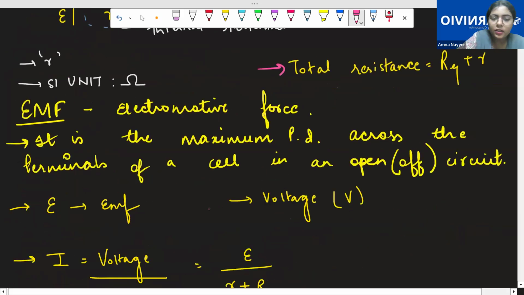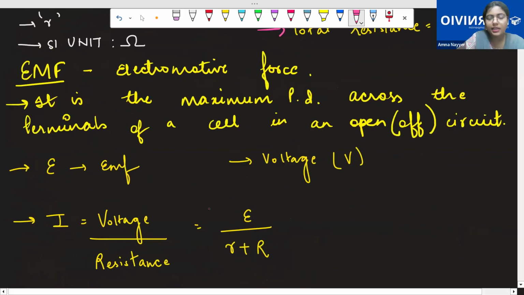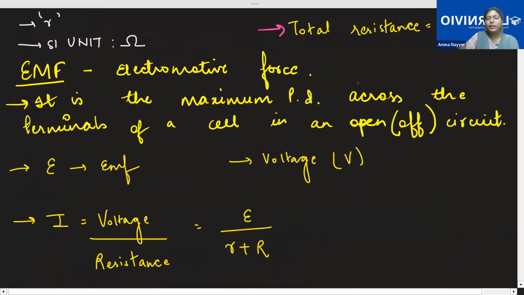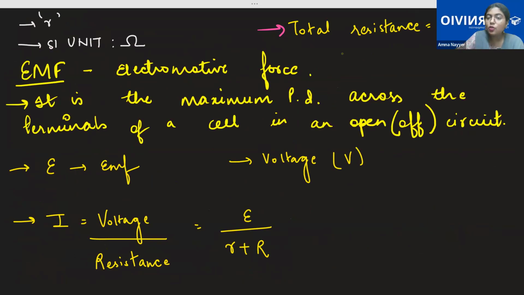Now, second topic is EMF. What is EMF of the cell? See, EMF, or you can say electromotive force, it's basically the maximum potential difference across the terminals of a cell in an open circuit. Open circuit means when the circuit is off, switch is open. Now, E is for EMF, but it's voltage only. The term is electromotive force, but it's not a force which is present.